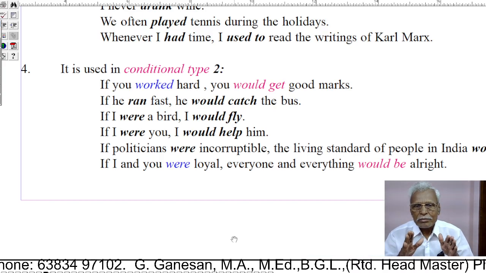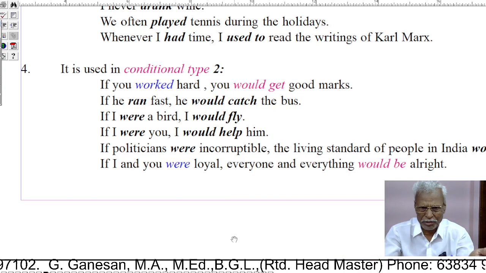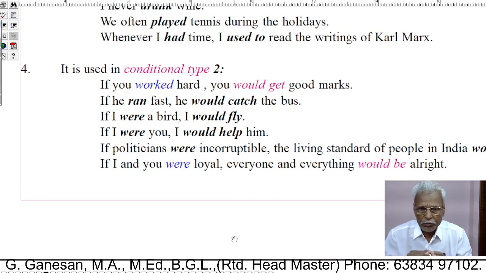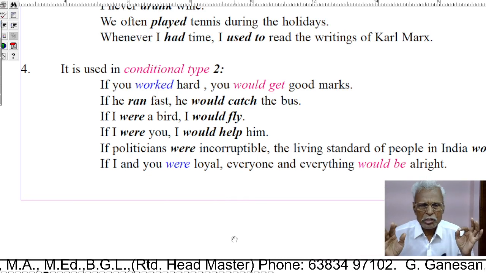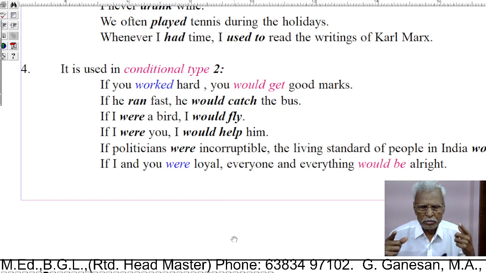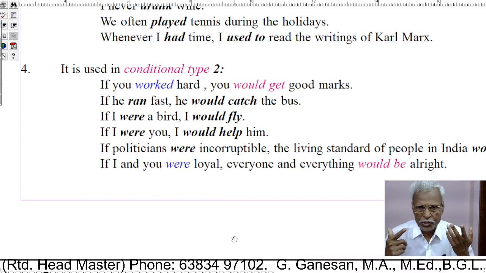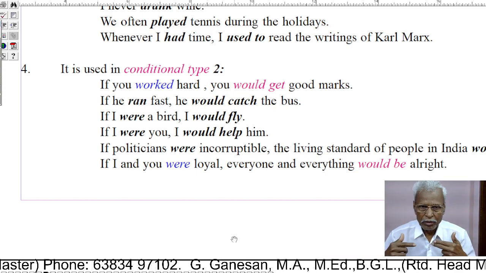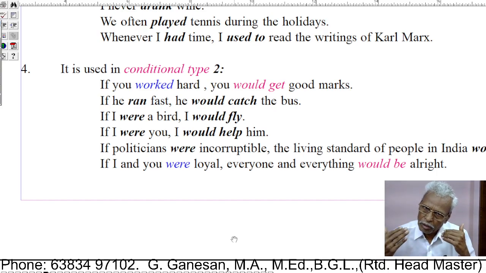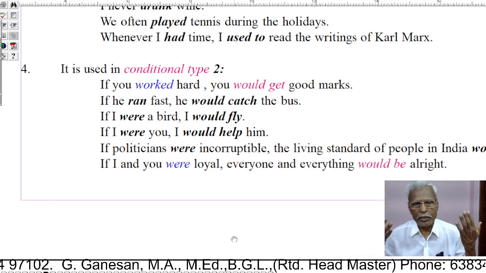And that is, it is in the improbability. You can also say this verse. That is, he did not work. If you worked hard, you would get marks. Work, that means work hard. You did not work hard, you did not get marks. If he ran fast, he would catch the bus. If he did not run fast, then he could not catch the bus.